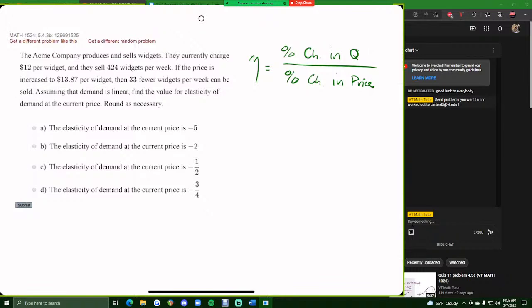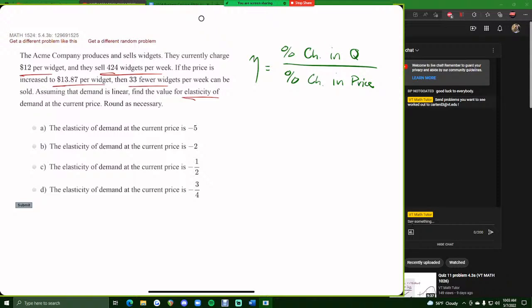In this one, they give us some price information, some quantity information, some more price and quantity information, and they ask us to find the elasticity. Again, I could see maybe just a couple elasticity problems on the final, only because that's very business related. But again, the majority of the course didn't really talk about elasticity all that much.